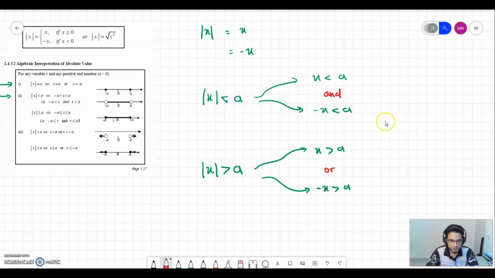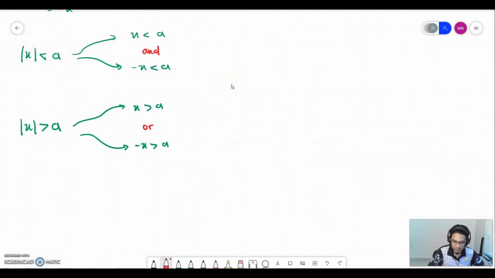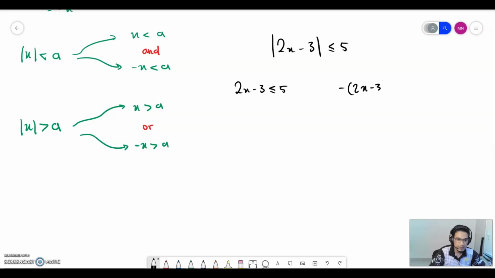Alright, now let's look at an example. We have an example of modulus 2x minus 3 less than or equal to 5. Now we want to break the sign of the modulus. So we have 2x minus 3 less than or equal to 5, that is for the positive part. And we have another, that is negative 2x minus 3, that is less than or equal to 5. So we can solve for this one.